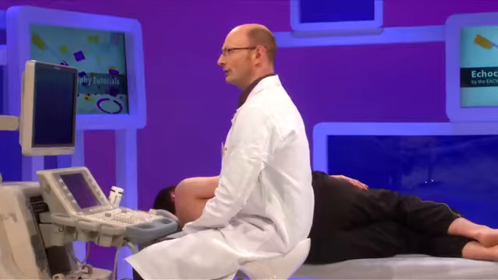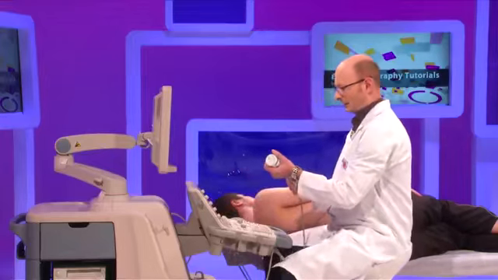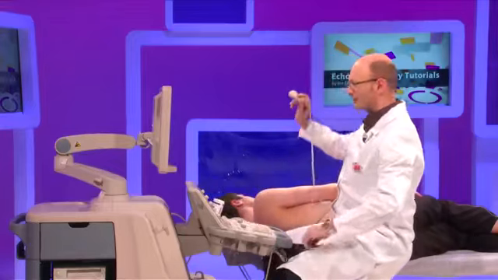We will now perform the echo of an old lady. She's 91 years old with a calcified aortic stenosis. And this lady is really symptomatic because she has NYHA class 3 dyspnea with also some chest pain during exercise. So, as usual, we will begin with the parasternal view.